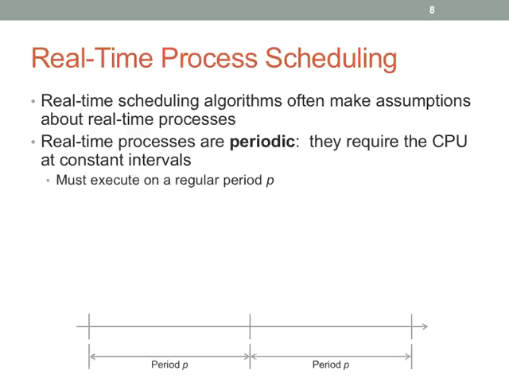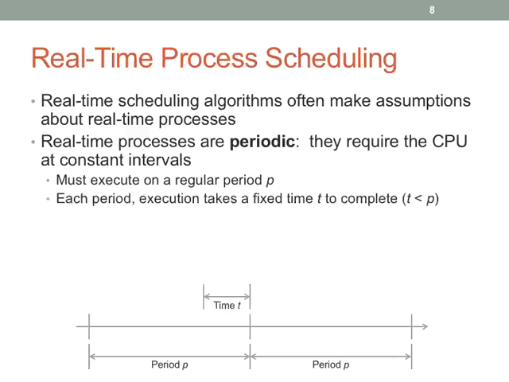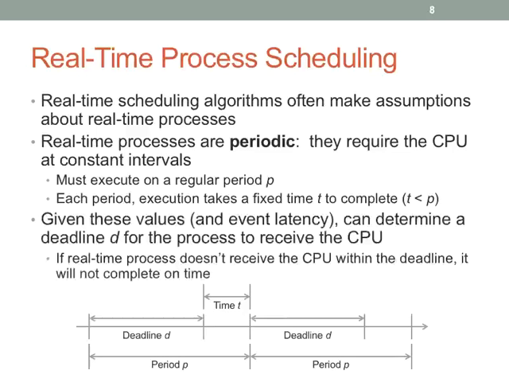So we say that there's some period P that we need to execute on. We take some amount of time to complete whatever task we need to do during each period. You'll notice that I have it right at the end of the period because we're saying this is the latest that we can start it and finish within our period. And so that basically gives you this window in which the process must receive the CPU. And so we say that that's the deadline.